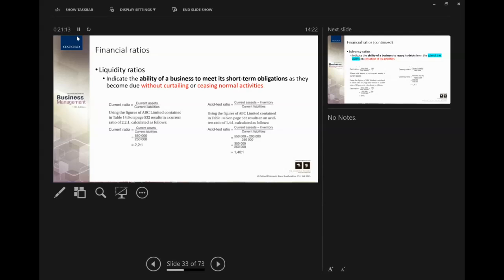Okay. So here now, it actually says, indicate the ability of a business to meet short-term obligations as they become due without, sometimes you think that, and ceasing normal activities. Okay. So here you've got the current ratio, which is literally your current assets divided by your current liabilities.